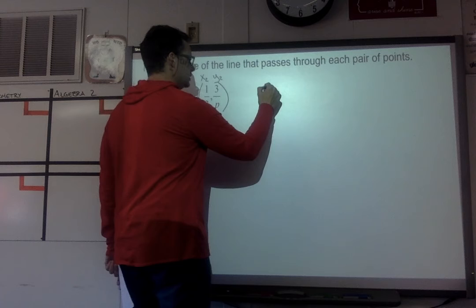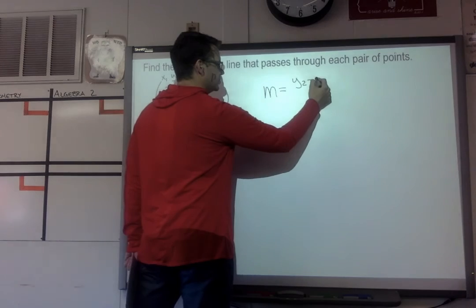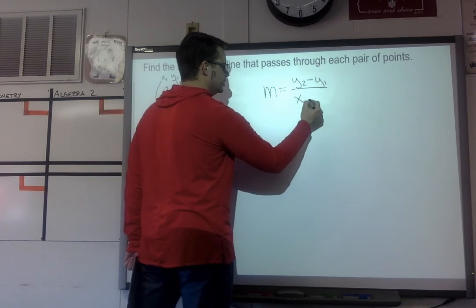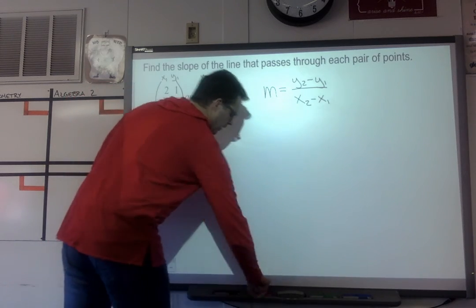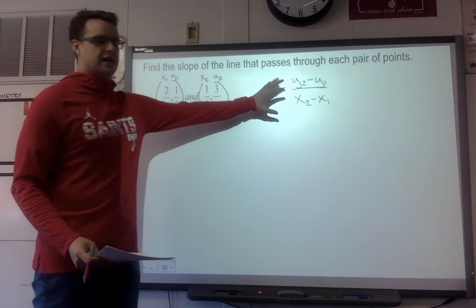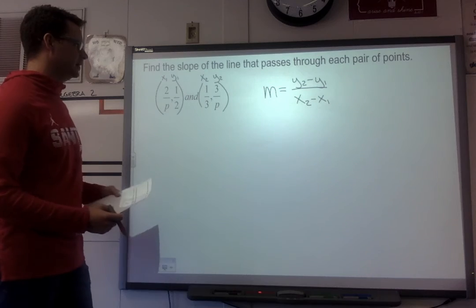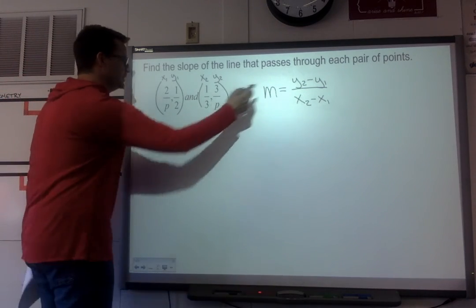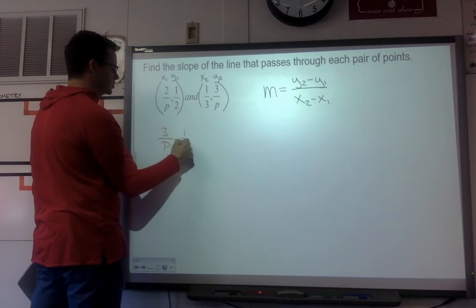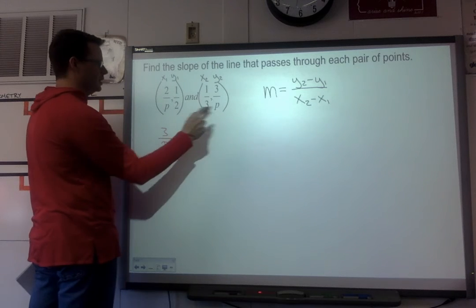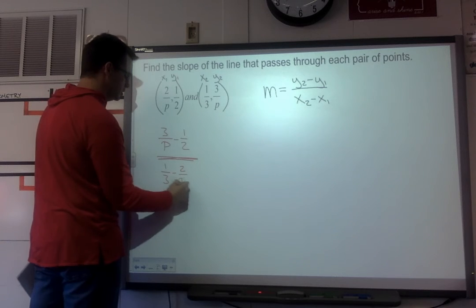Now if you remember, the slope of a line, m, is equal to the rise over the run, so y2 minus y1 over x2 minus x1. So I want to go ahead and set up what's going to end up being a complex fraction in order to solve for my missing value of p here. So my slope is going to be equal to y2, which is 3 over p, minus y1, which is 1/2, over x2, which is 1/3, minus x1, which is 2 over p.